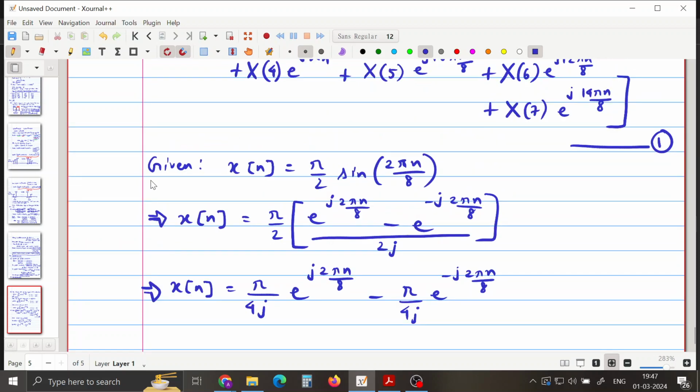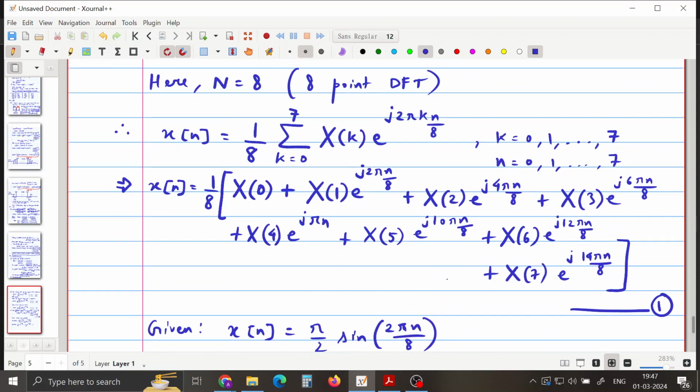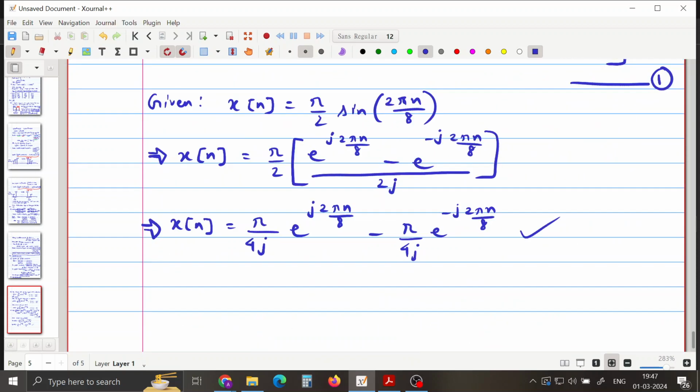Okay, but the second term in this equation here, the frequency is negative, minus 2 pi has a negative sign, e power minus j 2 pi n by 8. But in equation 1 neither of those terms have a negative sign there. So we have to adjust for that negative sign here in order for the two forms to be similar.